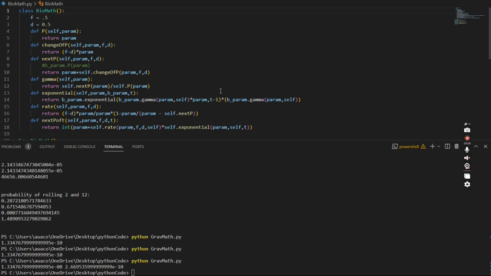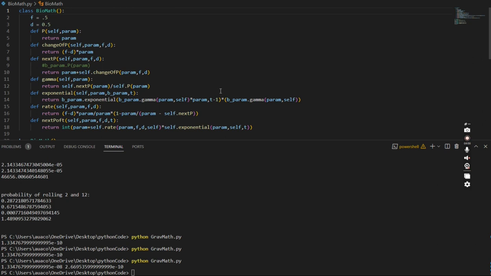So let's say we want the next population for the next t. We're going to use exponential and rate and multiply those two together and turn it into an integer, plus the original parameter. So that's the next p of t. Rate is just like the rate of the ones that are dying off.